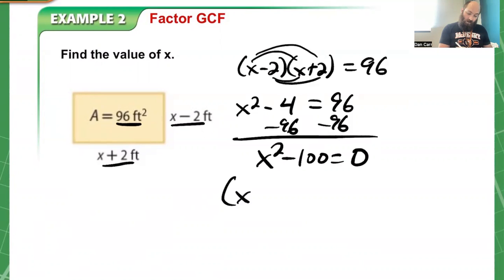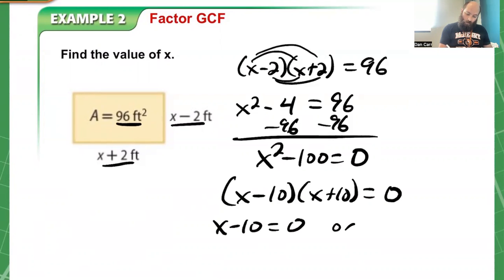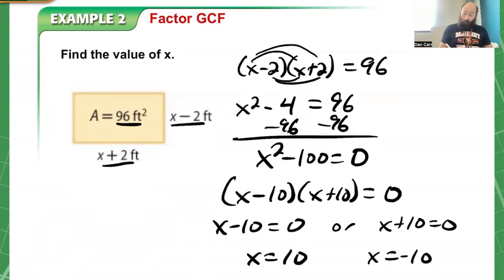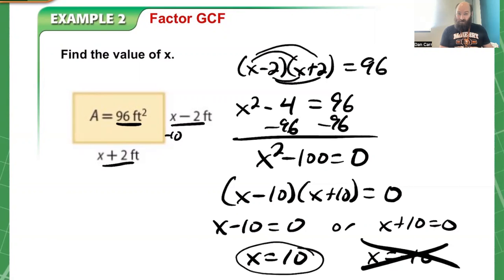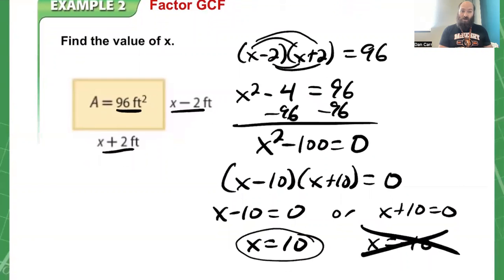Because it's the difference of two squares, it's x minus 10 times x plus 10. I could solve them out separately. So x minus 10 equals 0, or x plus 10 equals 0. So I get x equals 10, or x equals -10. Now, when I look at my problem, because I'm doing the area of this rectangle, if I try to plug -10 in, that's not going to work. I can't have a side length that is -10 minus 2, which is -12. So I don't care about that answer. I only have one answer for x, and that's 10 in this case. Okay, so we can get rid of -10 here. Just +10 is my only answer that works.